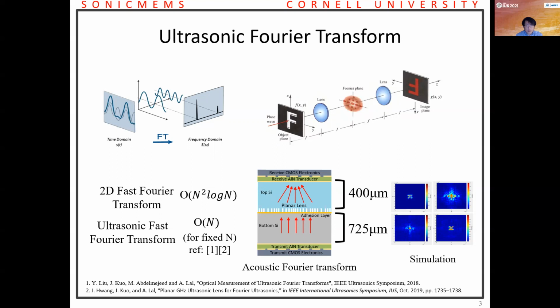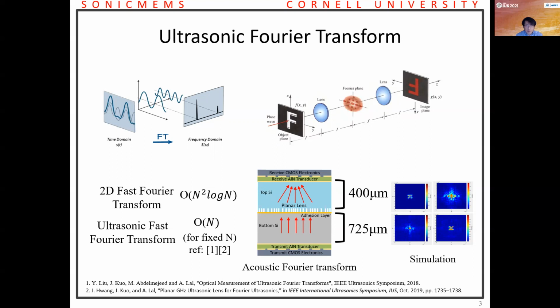through the lens and focused at the focal length, forming the Fourier transform at the receiver. The complexity of 2D fast Fourier transform using a conventional device is n squared log n, whereas the complexity for this device would be n for a fixed n.